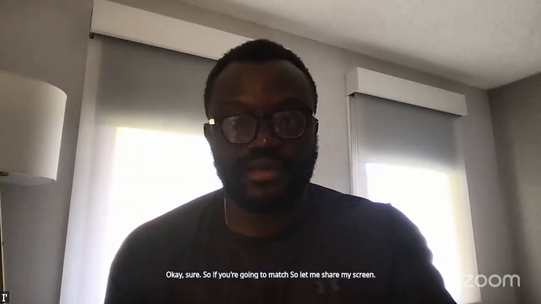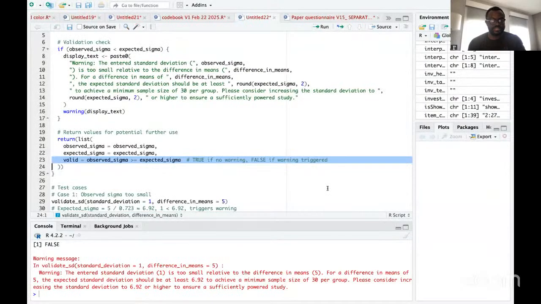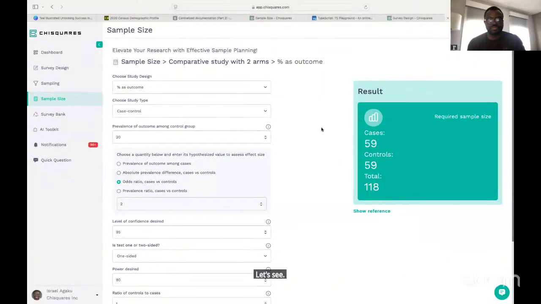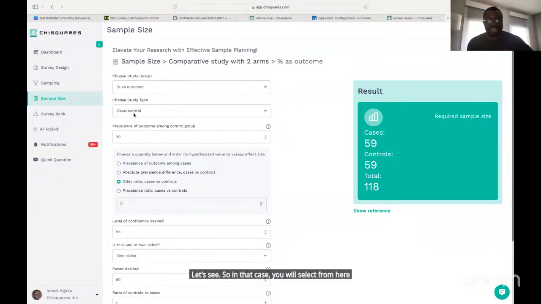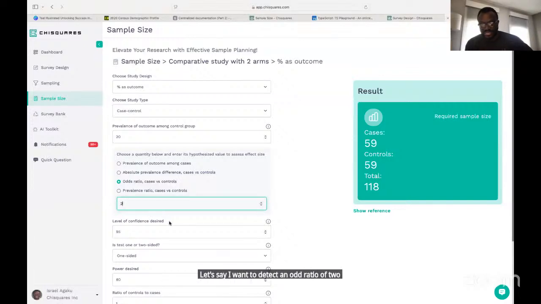Okay, sure. So if you're going to match, let me share my screen. The principle is exactly the same. So in that case, you'll select from here. You'll have a case control study. The prevalence of outcome among the control group will be the same. Let's say I want to detect an odds ratio of 2 at the minimum in my study.